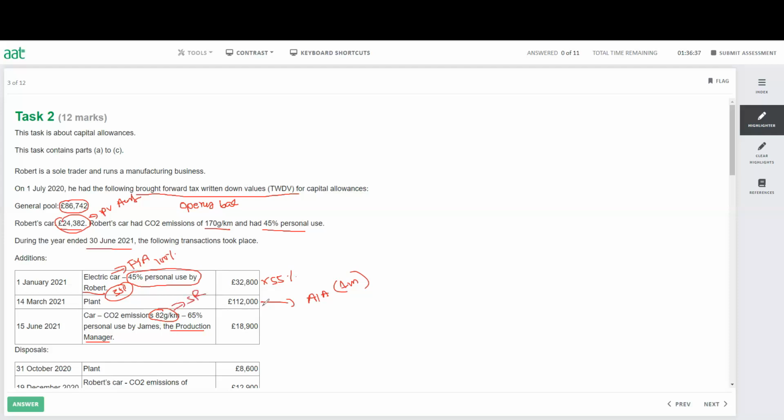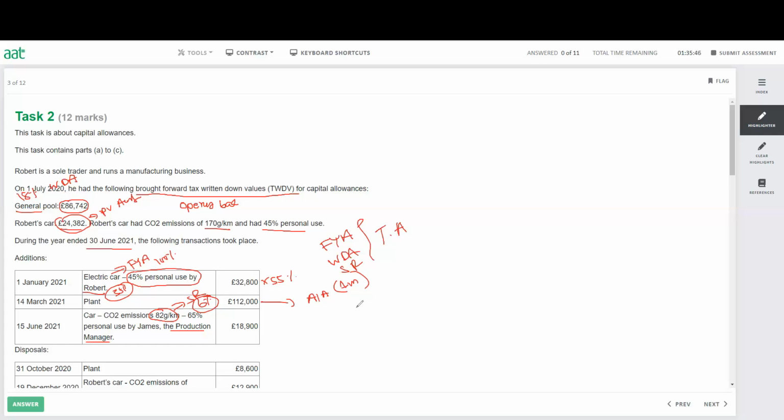the special rate pool. Now the special rate pool is the allowance we're going to calculate only 6%. Normally with the general pool, the allowance is 18%, that is WDA, written down allowance. But with the special pool, the rate is 6%. One thing you have to remember, the FYA, the WDA, and the special rate, all these three, we have to be time apportioned. So for example, if the year is less than 12 months or more than 12 months, if the asset is used more than 12 months or less than 12 months. So based on the year, you have to do the time apportion.